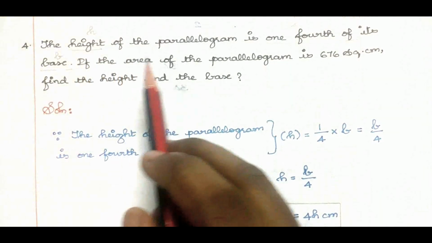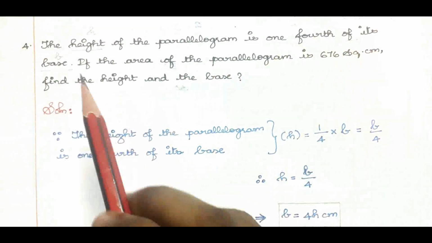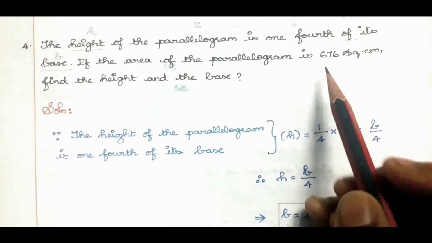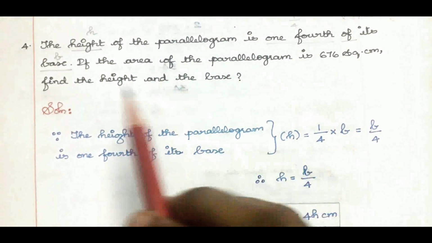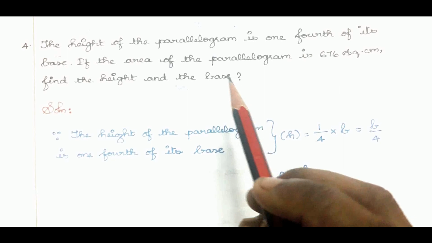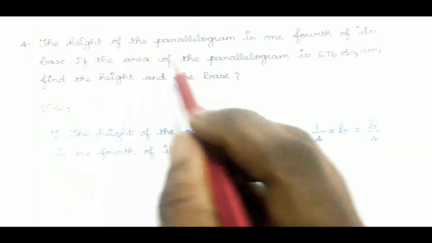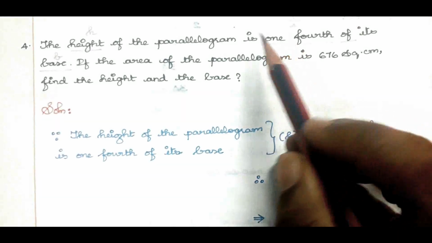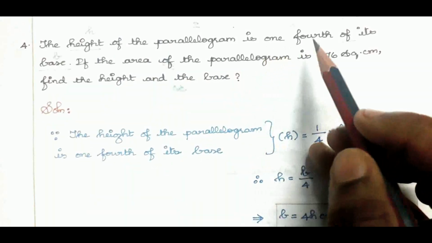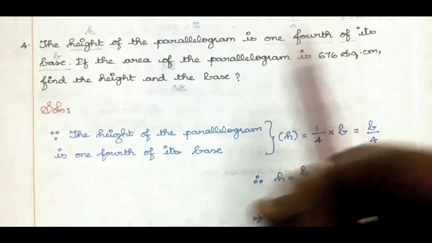Fourth question, the height of the parallelogram is 1/4 of its base. If the area of the parallelogram is 676 square centimeter, find the height and the base. Okay, in the question they have given the height, which has been represented as h, and here the height is equal to 1/4 of its base.